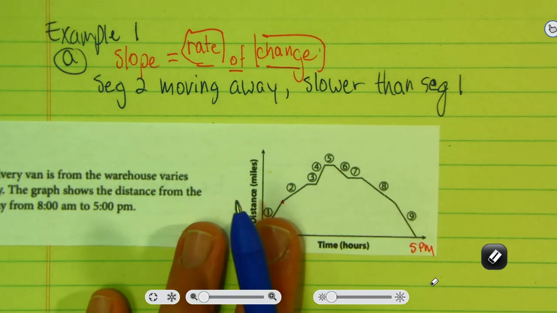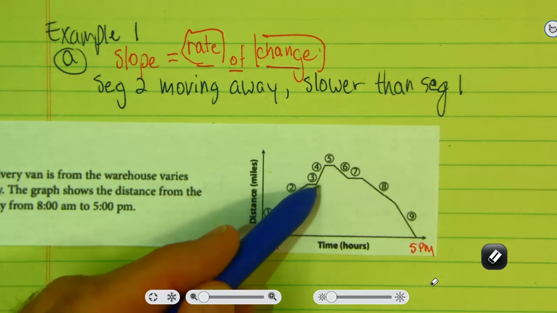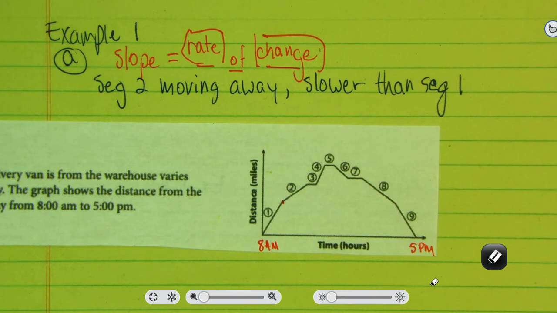So then what happens right here with segment 3? It's flat, isn't it? What's going on there? It's static, or I have stopped, right? So that zero slope means I'm not moving at all. We'll come back to that in just a minute.